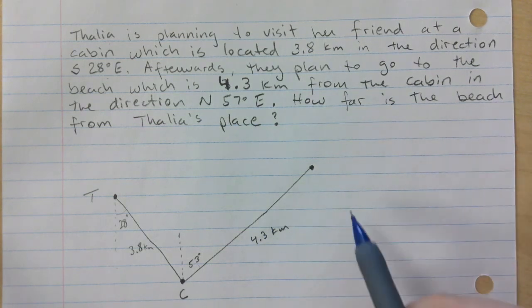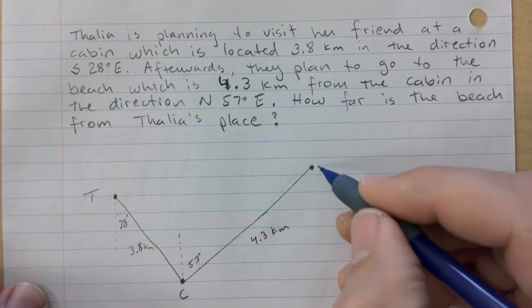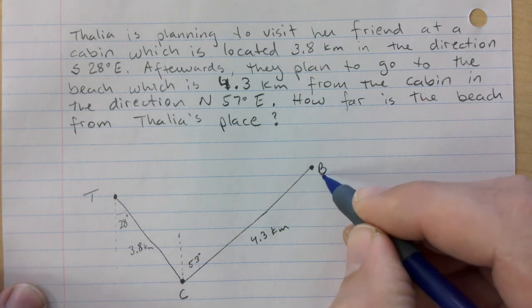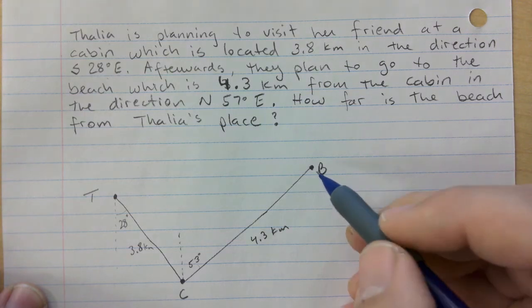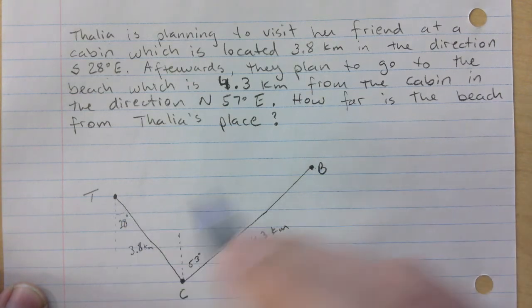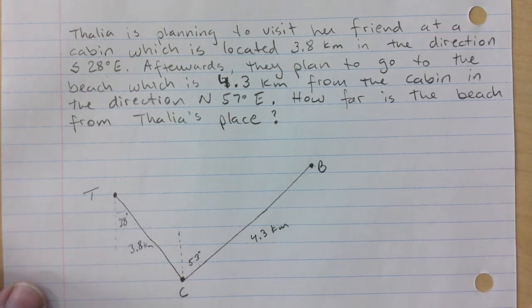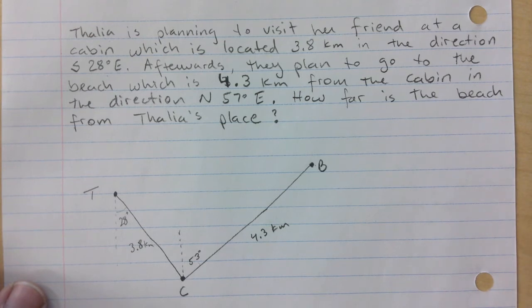There. So this is the beach, right? And it's asking how far is the beach from Talia's place. So as I'm saying, as you start making your diagram, it's going to make more sense.